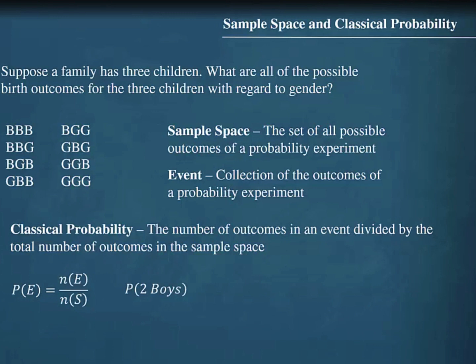So let's find the probability that the family with 3 children would have exactly 2 boys. There are 3 total outcomes with 2 boys and 8 outcomes in the sample space. So that probability would be 3 out of 8. The probability that the family would have 3 girls will be calculated by finding the number of outcomes with 3 girls, which is 1, and dividing that by the size of the sample space, which is 8. So the probability would be equal to 1 out of 8, or 1/8.